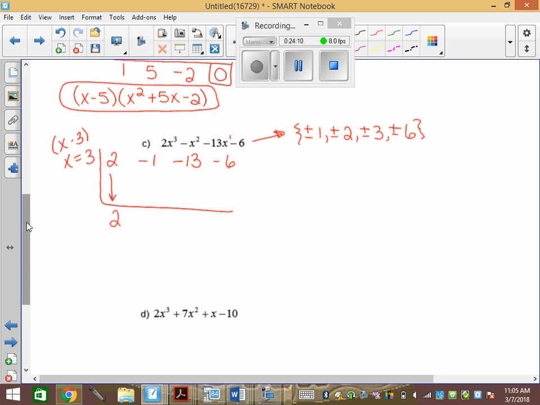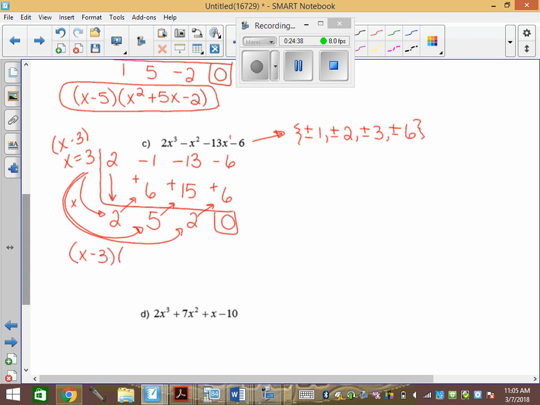Okay. 2 times 3 is 6. Add. Negative 1 and 6 is 5. Multiply. 15. Add. 2. Multiply. 6. Add. 0. So right now I have x minus 3 and then 1 less: 2x squared plus 5x plus 2. And then off to the side I'm going to factor that.